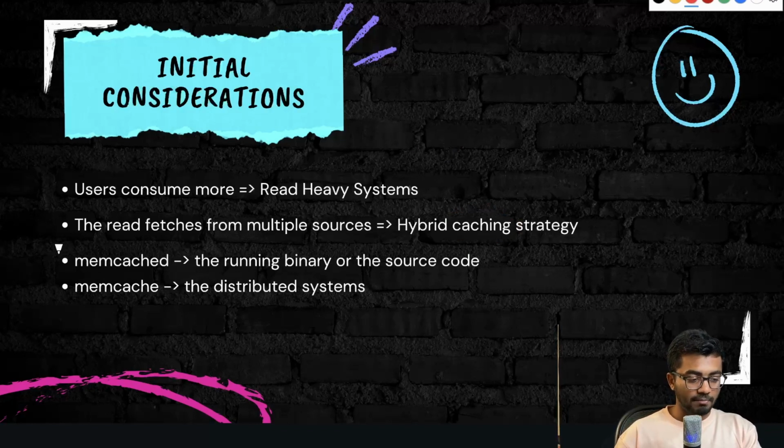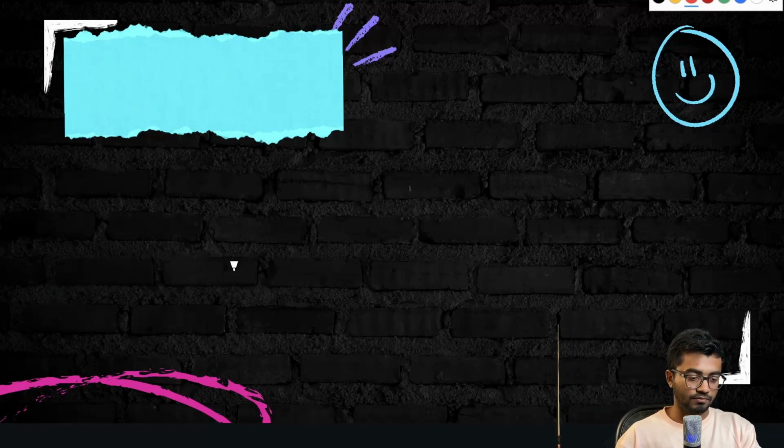There's a primary difference between Memcached with a D and Memcache without a D. When I refer to Memcached in this whole video, it will be referring to a single binary or the source code. And when we are referring to Memcache, it will be referring to the distributed system that Facebook built. If you remember the topic, it's Scaling Memcache at Facebook, not Memcached at Facebook. That is the primary difference, you just keep it in mind. I'll constantly remind you during the video.